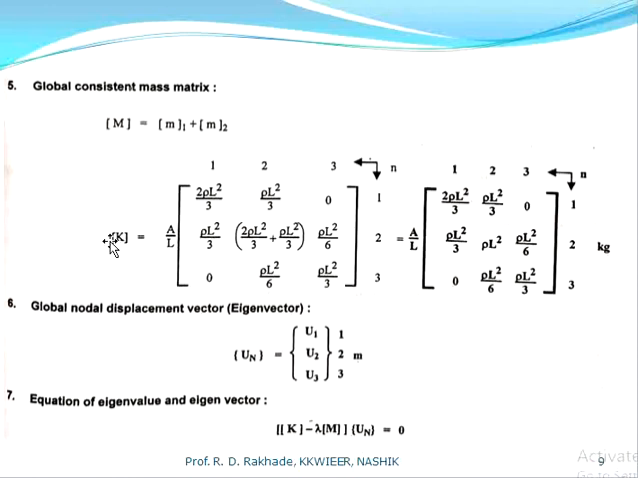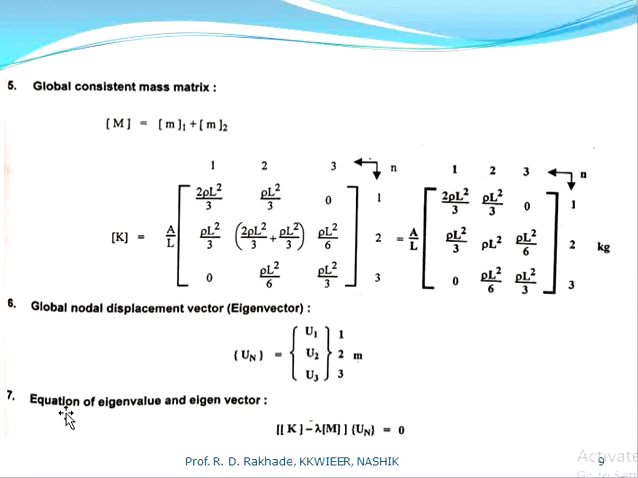By mistake this is not K, this is capital M. Next up, global nodal displacement vector, that is the eigenvector, or we can say a displacement vector. There are three nodes, so there are three displacement variables, represented by u1, u2, and u3 at nodes 1, 2, 3 respectively. So the size of the matrix is 3 by 1.